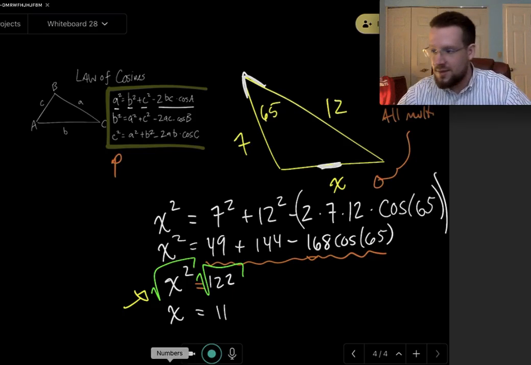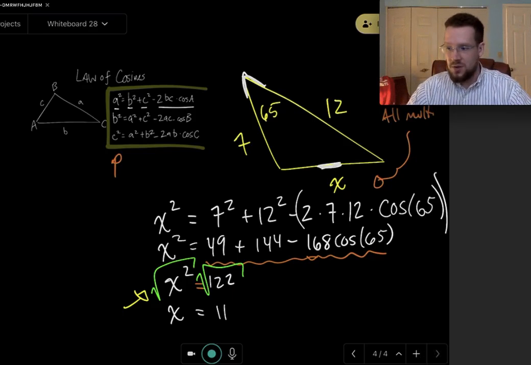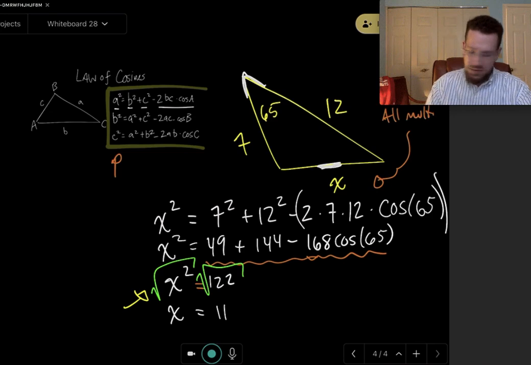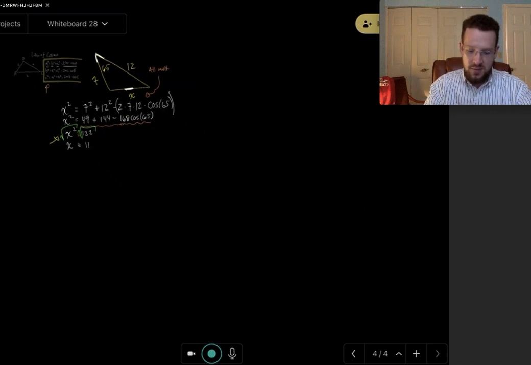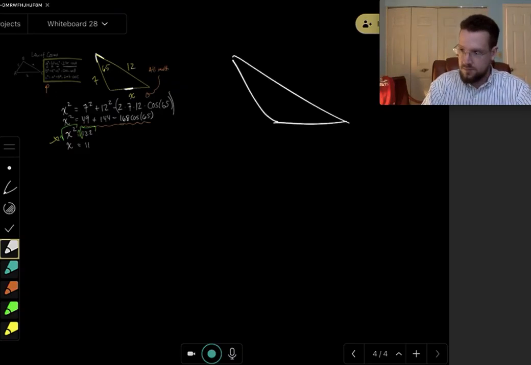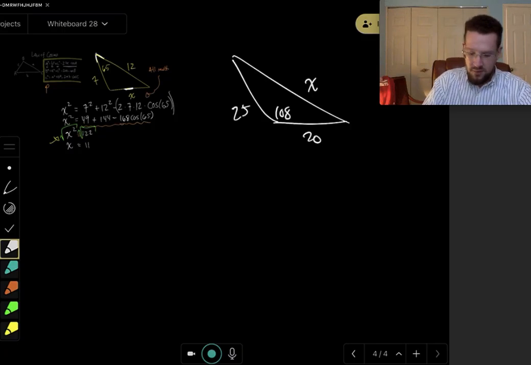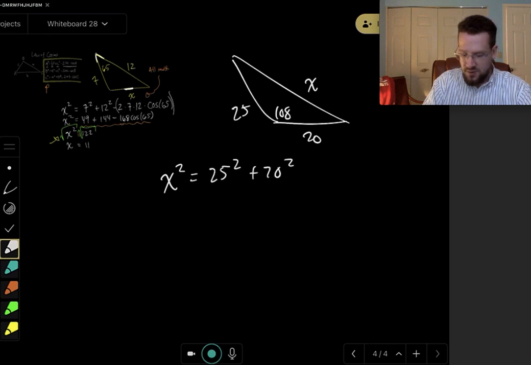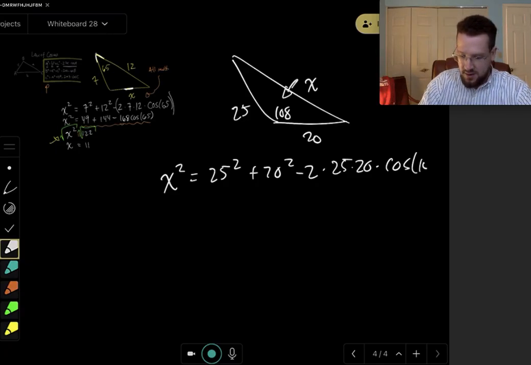So overall, if you're good with these problems, you can just skip the next part because I'm just going to do one more. But I'm going to do it just a little bit quicker. So here we go, problem number 2. So I'm going to do the side across from this. So this is going to be 25 squared plus 20 squared, the two sides that I have, minus 2 times the two sides that we have multiplied together times the cosine of the angle across from the side, cosine of 108.